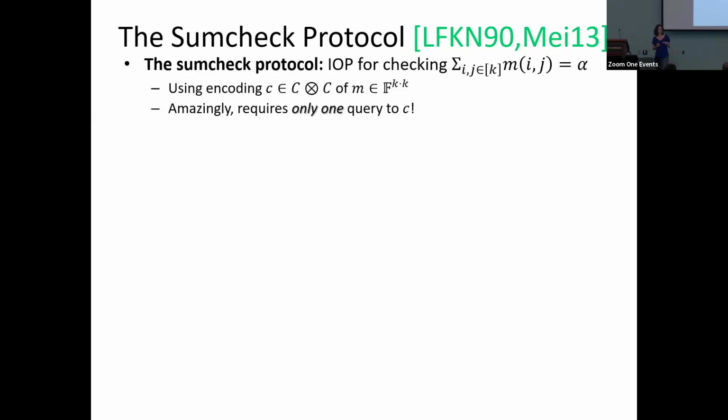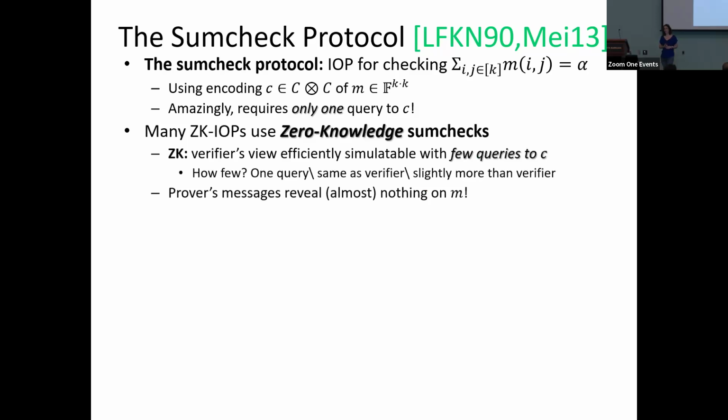So starting with standard sum check, this is a super influential protocol that lets you check that some message sums to alpha over a field by just making one query to its encoding in a tensor code. And the sum check protocol underlies many IOP and PCP constructions. And the zero knowledge variant of the sum check underlies many ZK IOP constructions.